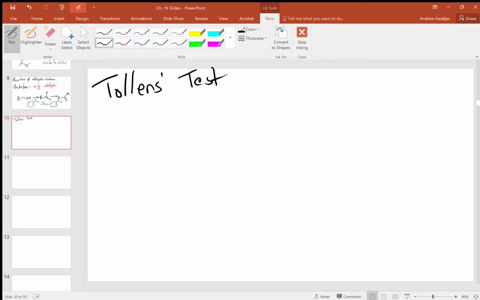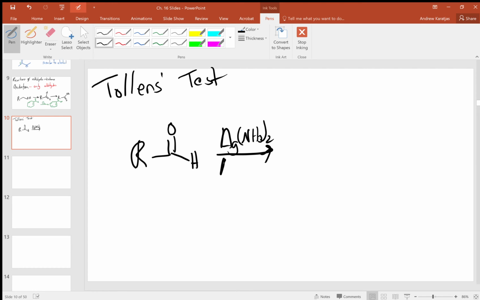Well, the way that you would do this is what was called the Tollens test. In a Tollens test, you take an aldehyde and you add a silver reagent to it in the presence of base. And if you had an aldehyde present, the aldehyde would react with the silver reagent to make carboxylic acid plus silver metal.